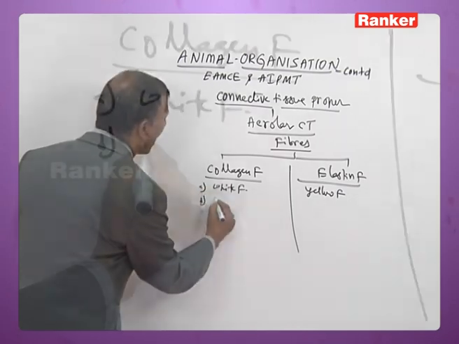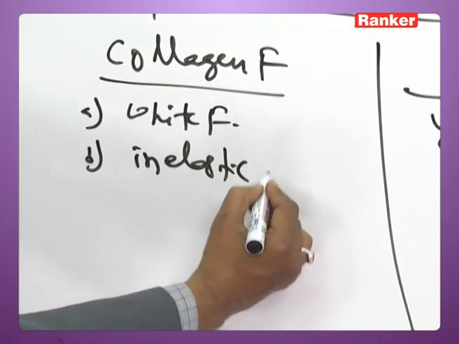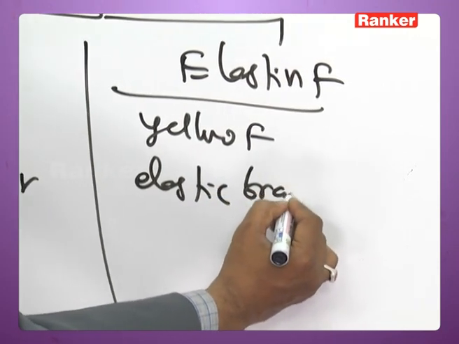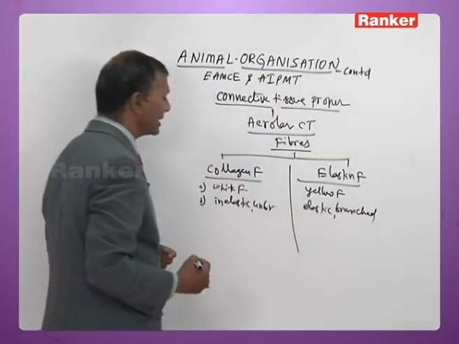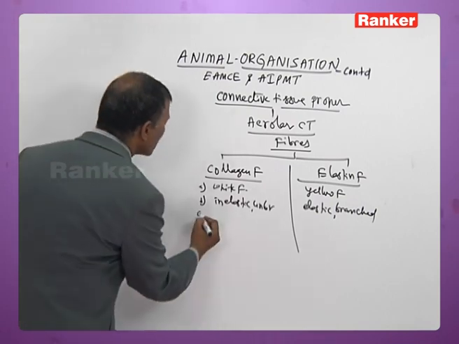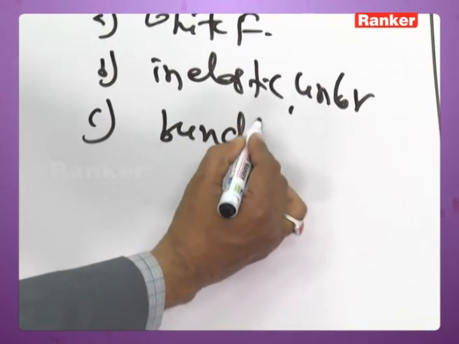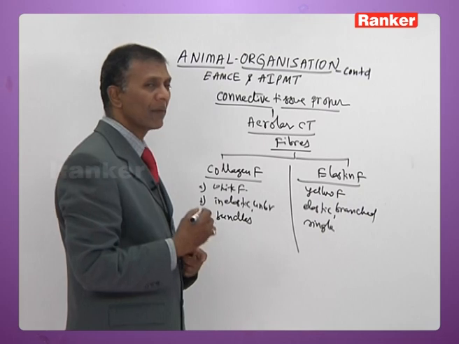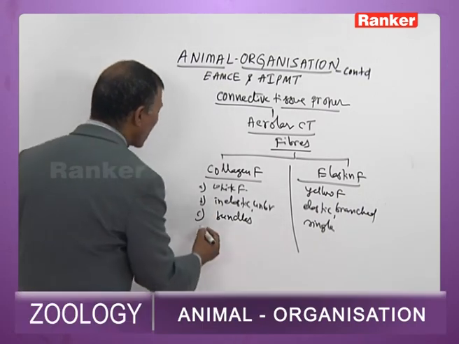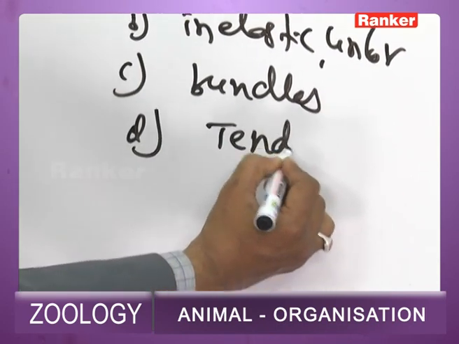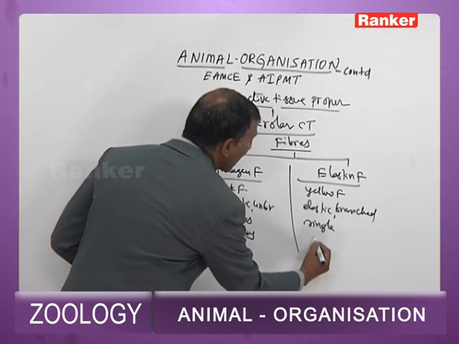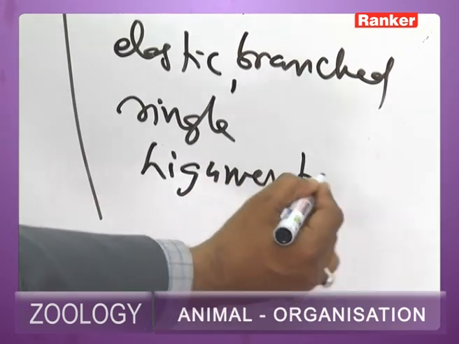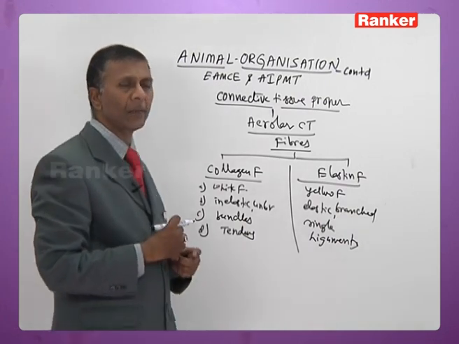Collagen fibers are inelastic and unbranched, whereas elastin fibers are elastic and branched. Collagen fibers always occur in the form of bundles, whereas elastin fibers are single. Collagen fibers are mostly responsible for the formation of tendons. Elastin fibers are responsible for the formation of ligaments.